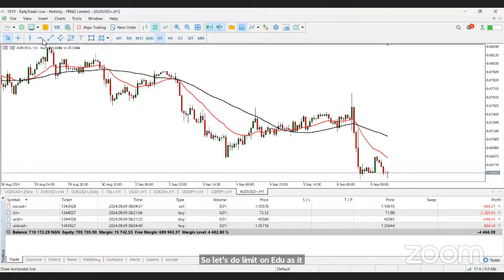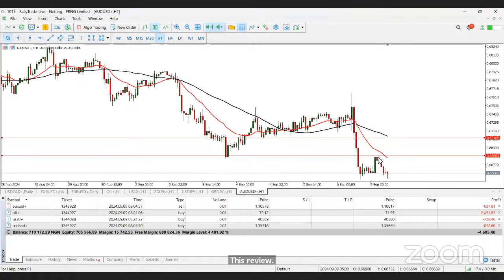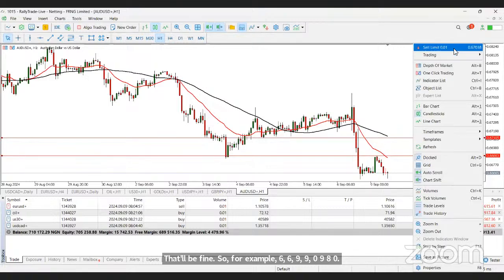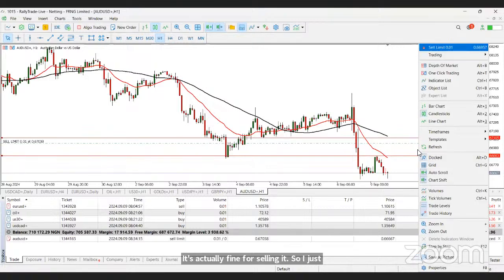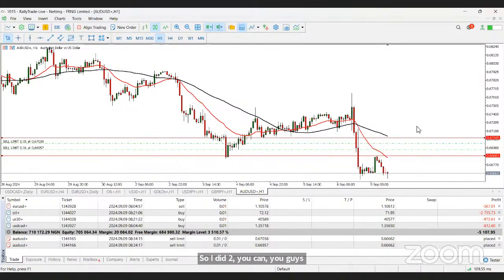Okay, we can do a sell limit in between this region and that region. Any price in between will be fine. So for example, 0.66990 or 980 is actually fine for a sell limit. So you can just do sell limit like so, sell limit like so. So I did 2. You guys can do 2 if you like for AUD USD.